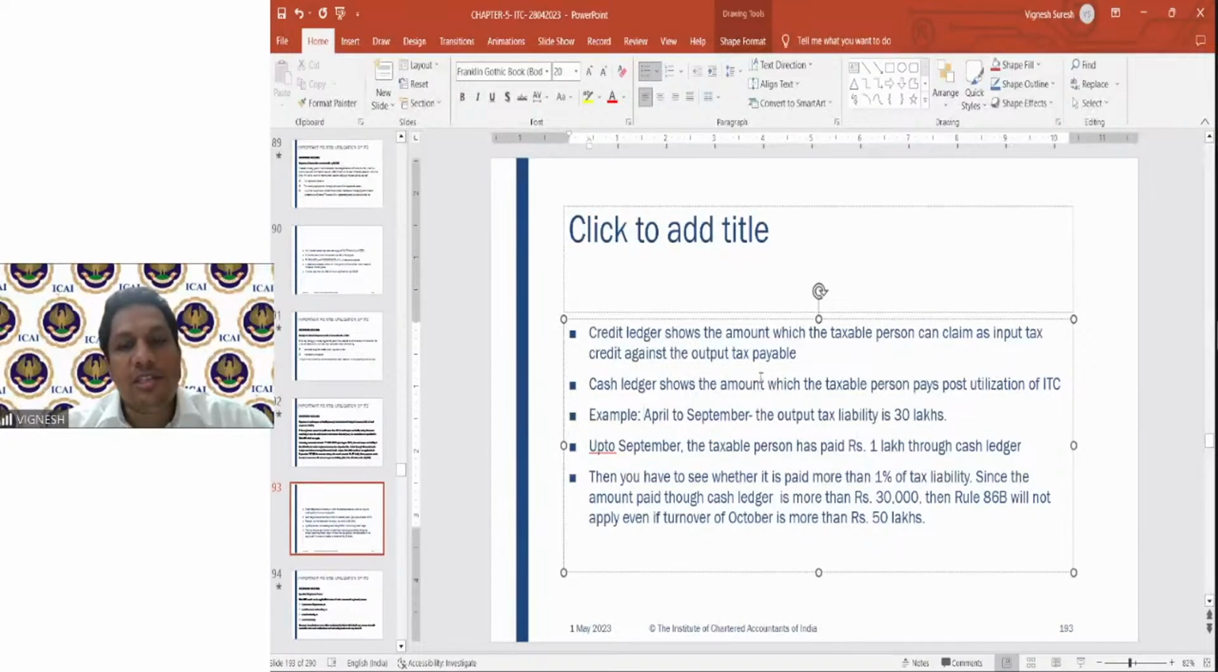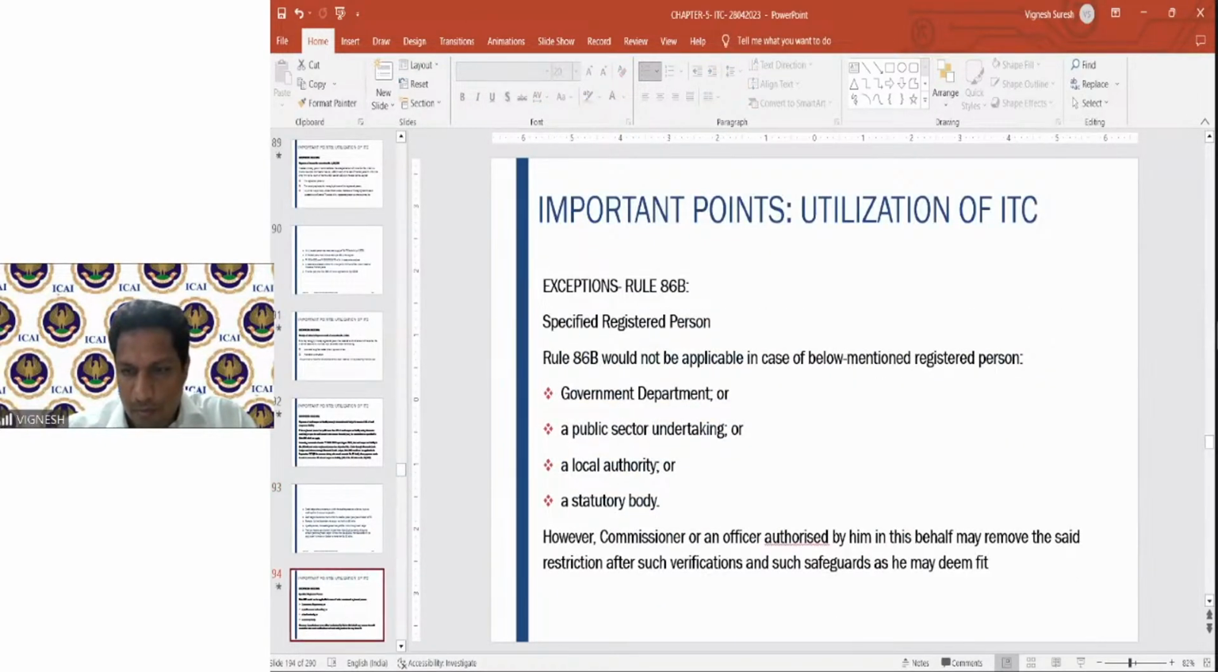Now, if you say for the December month, what happens? Still again, you have to see the output tax liability. Then you have to take the turnover from April to November. Let us assume in your case it exceeds 50 lakhs in December. Then you have to see from April to November, how much is done. Same thing you have to check. If 1% of the output tax liability is paid, it is not applicable. If 1% is not paid, then 86B will be applicable. I hope it is clear now, everyone. Is it clear?